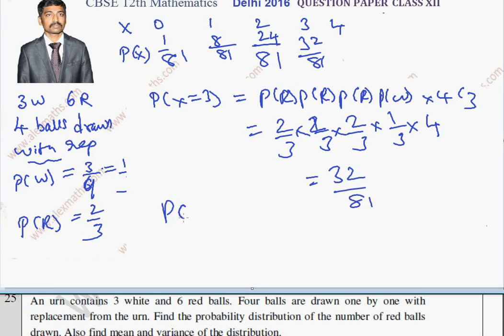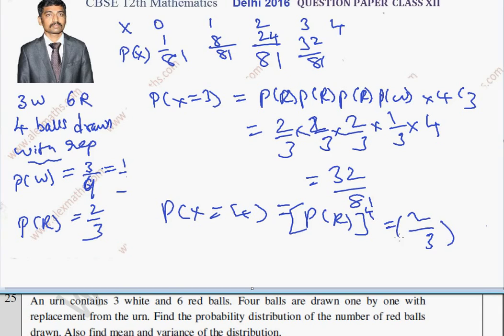And the last one, x is equal to 4, is nothing but all the 4 are red. So red is what? 2 by 3 whole power 4, which will be 16 by 81. So we got the table. We have to check whether it is correct or not. We have to add all the probability values. It has to come to 1.